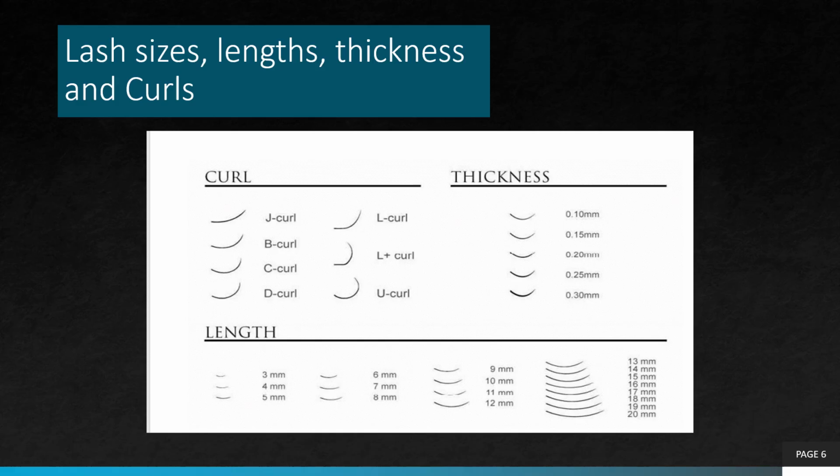Next is the thickness of extensions, which can range from 0.10mm to 0.30mm. Thinner lashes like 0.10mm and 0.15mm are lighter and create a softer, more natural look, making them ideal for clients who want an everyday wear style. Medium thicknesses such as 0.20 and 0.25 provide a fuller look without being too heavy on the lashes.